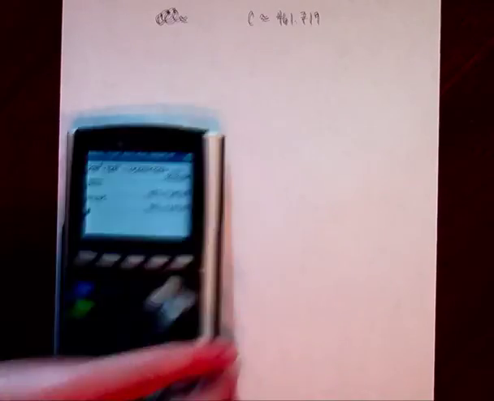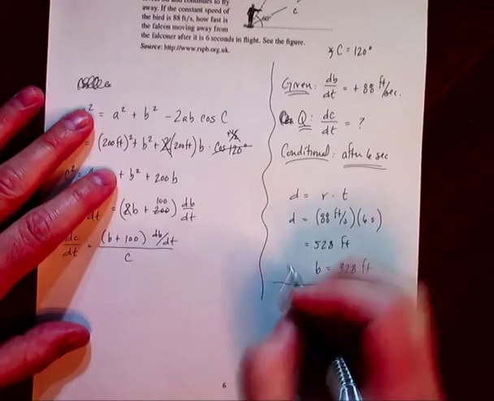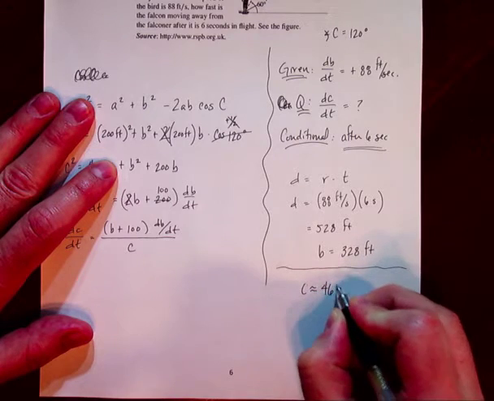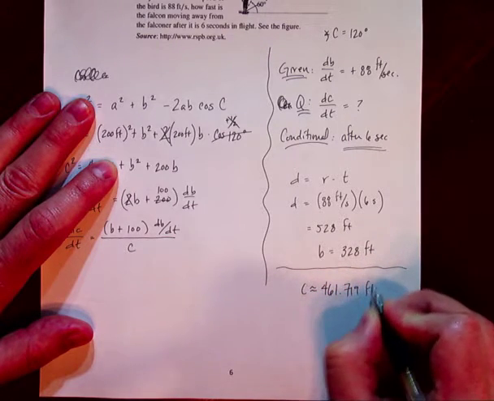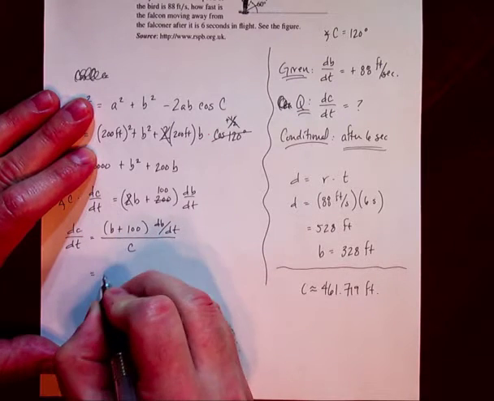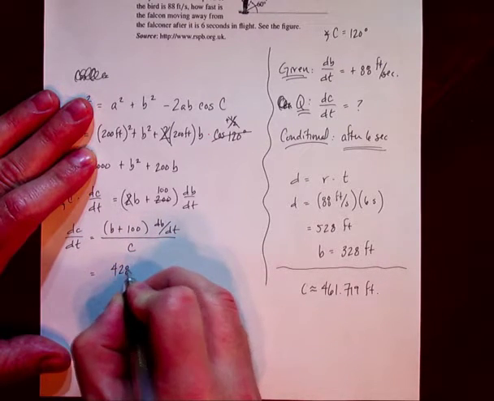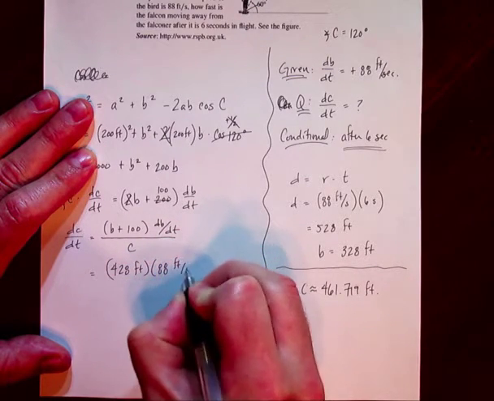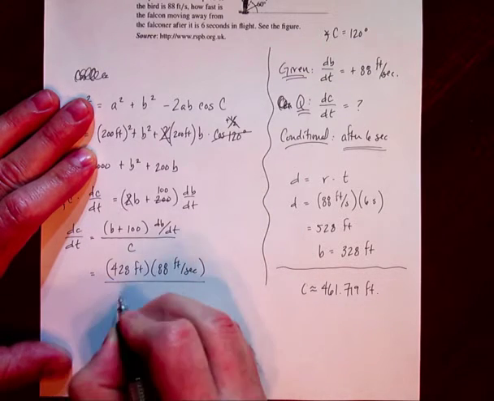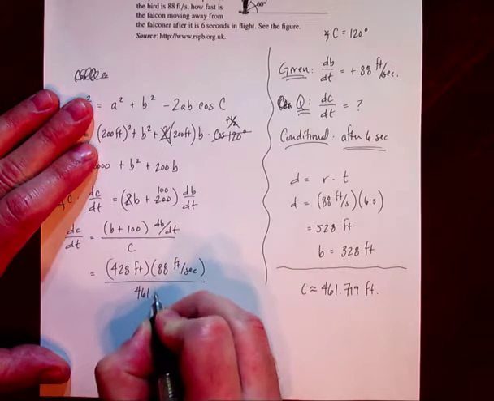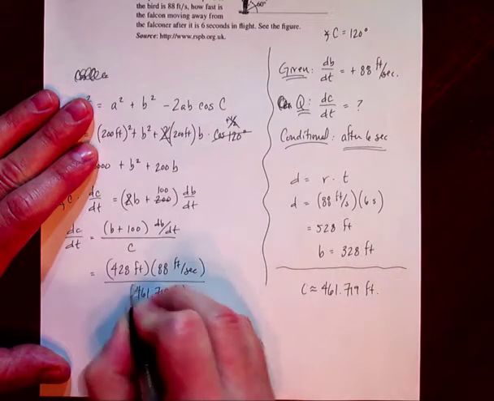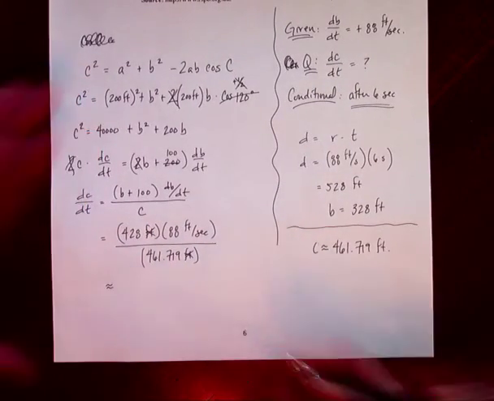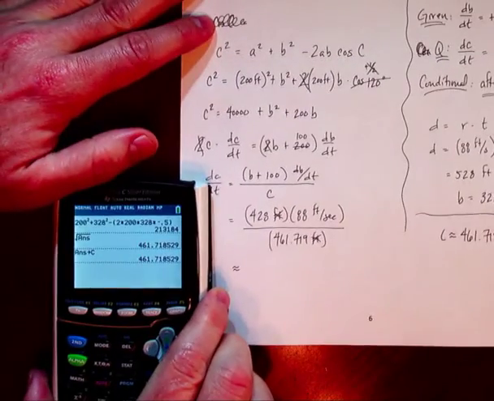Alrighty. So let's go back to our original. We just found out that C, as part of our implied conditional information, is 461.719 feet. And now I have everything that I need to plug in. I have 428 feet times db/dt being 88 feet per second, and then I'm going to divide that by 461.719, being careful to use the exact value from my calculator. These feet and these feet cancel.